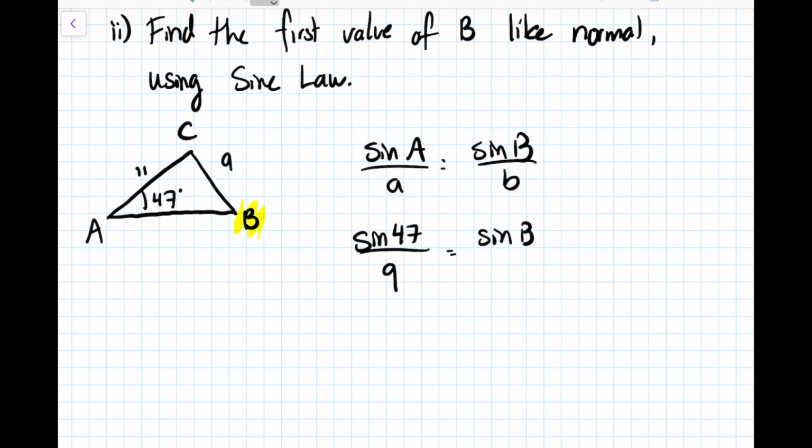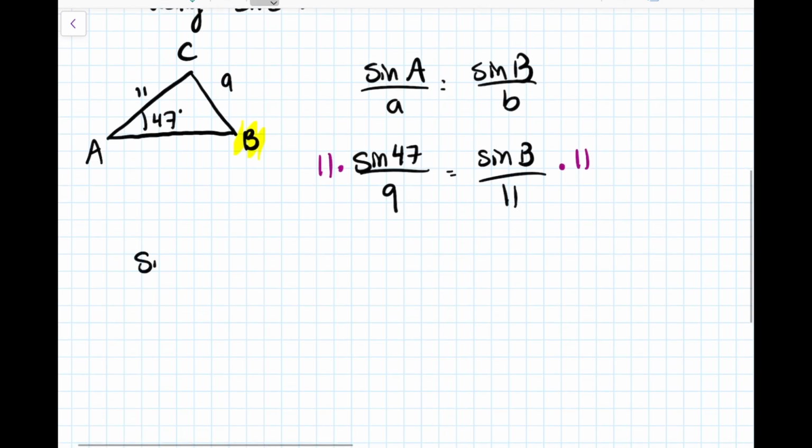Angle B is what we're trying to find, so we'll just leave that as is, and side b is 11. So if we want to solve for sine B, remember you can either cross multiply or you can just isolate by multiplying both sides by 11. And so what we end up with is sine of B equals 11 sine 47 divided by 9.